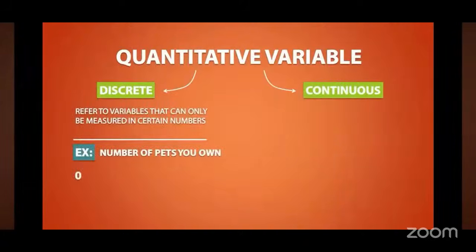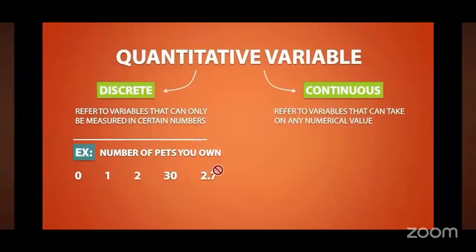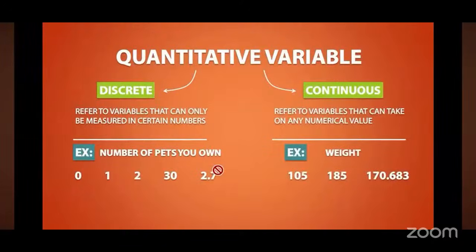You can own 0 pets, 1 pet, 2 pets, or even 30 pets, but it's impossible for us to own 2.7 pets. In contrast, continuous variables refer to variables that can take on any numerical value. An example of this would be weight. Someone can weigh 105 pounds, 185 pounds, or even 170.683 pounds. We can measure this variable in as many decimal places as we want, which is why it is classified as a continuous variable.